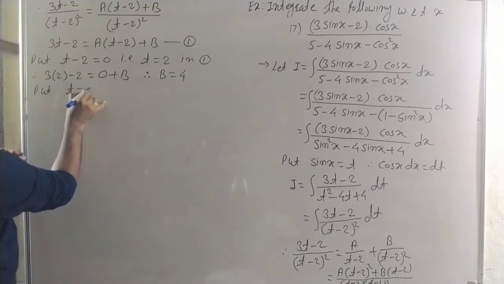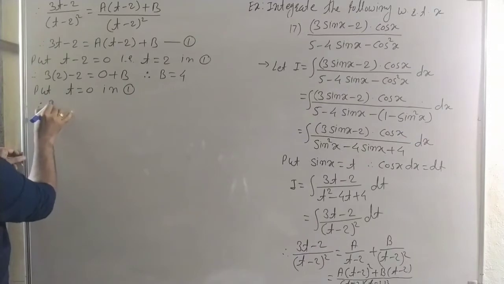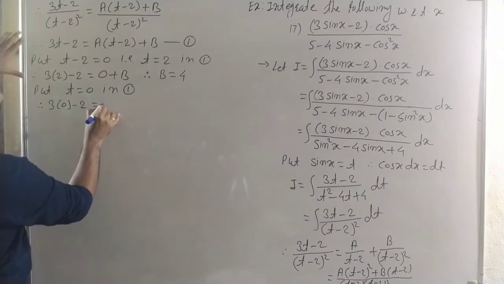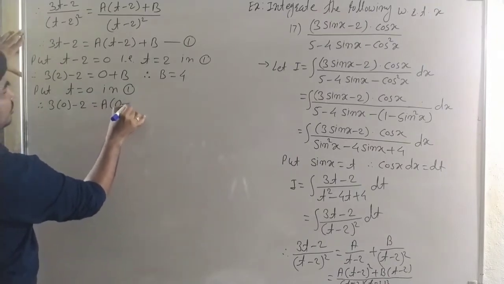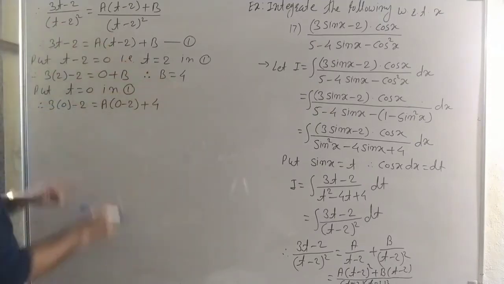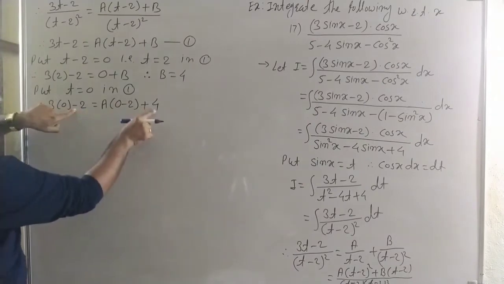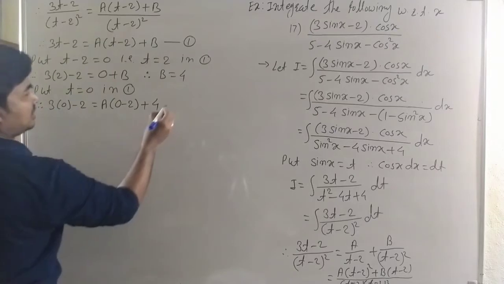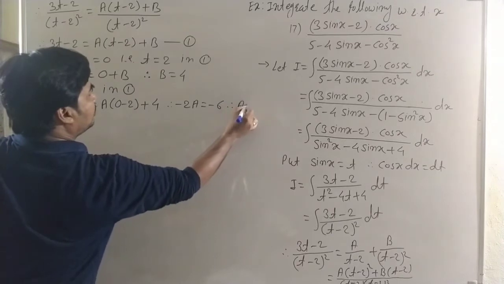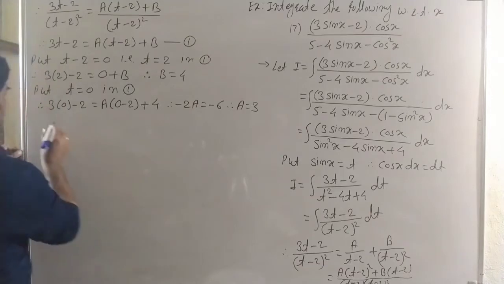Put t is equal to 0 in equation number 1. Therefore we get 3 into 0 minus 2 is equal to a into 0 minus 2 plus b, and b is 4. Now 0 minus 2 is minus 2, and for the LHS we get minus 6, so minus 2a is equal to minus 6, and therefore a is equal to 3, b is equal to 4. Put a is equal to 3 in this relation.